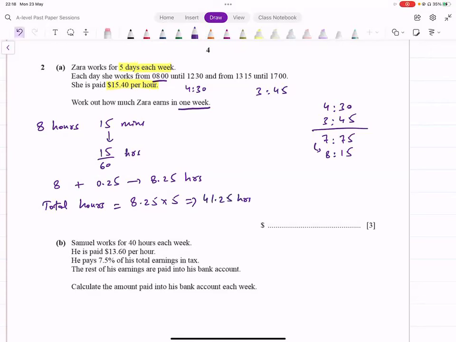Now, what is the total that she earns? Total earning. This is the number of hours that we've got, 41.25. You can multiply that with how much she gets per hour. That is 15.40. And you'll get your final earning. ये आप देखें क्या आ जाता है.